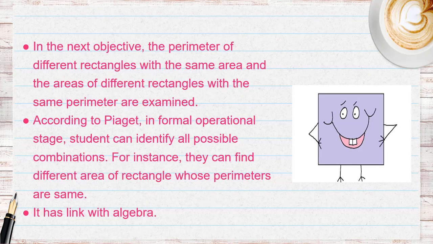In the next objective, the perimeter of different rectangles with the same area and the areas of different rectangles with the same perimeter are examined. According to Piaget, in the formal operational stage, students can identify all possible combinations. For instance, they can find different areas of rectangles whose perimeters are the same, and also it has a link with algebra, which is a nice point.